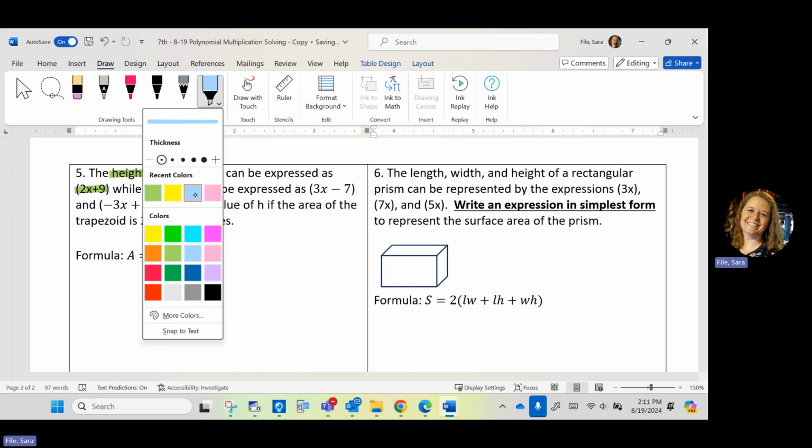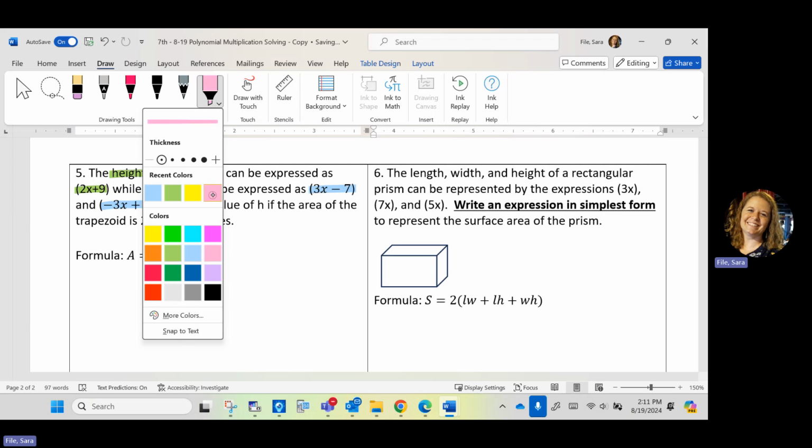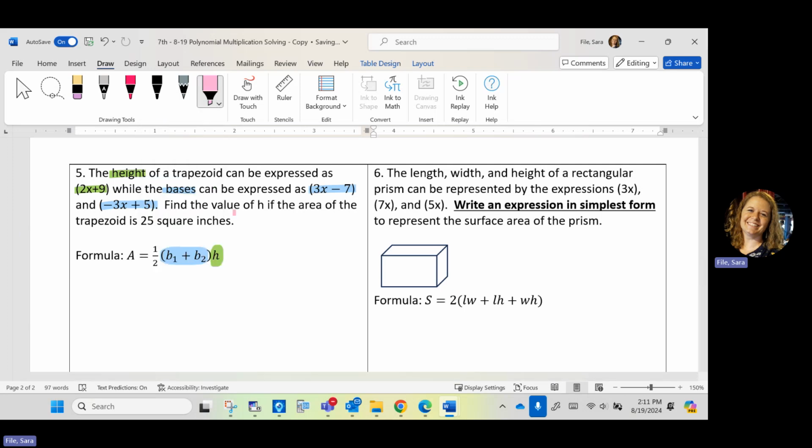They tell us that the bases can be represented as 3x minus 7 and 3x plus 5. Remember, there's two bases of a trapezoid, and they get added together in the equation here. I'm going to add those two binomials together in the middle. And then the area itself, they tell us, is 25. So that's going to get plugged in for A in the equation.